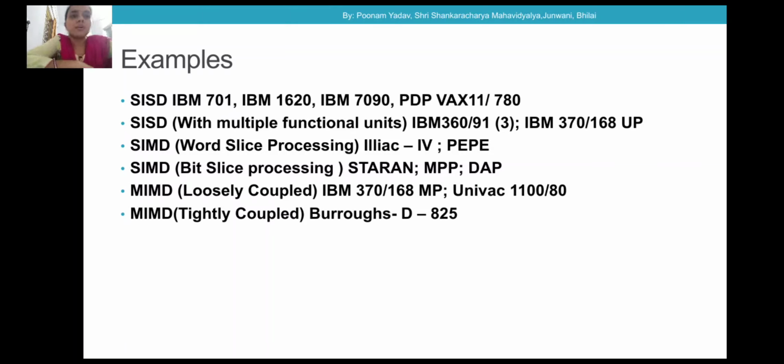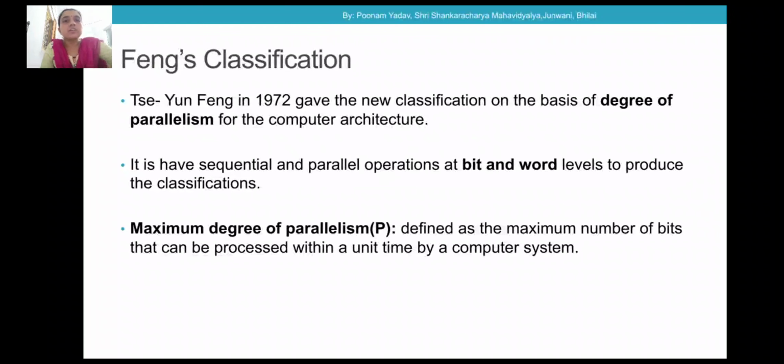Here are some more examples of Flynn's classification: SISD, SIMD and MIMD. Okay, then the next classification is Fang's classification. Okay, so in Fang's classification, Fang uses the degree of parallelism.